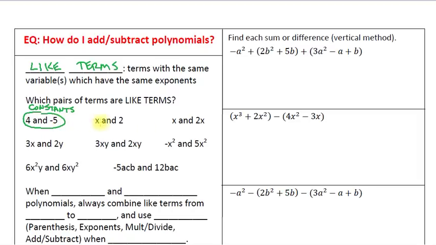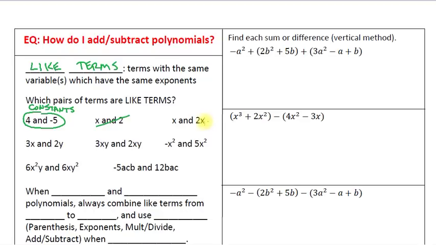Okay, how about x, the variable x and 2? Well, they're not the same variable. One's x and one's a constant. So these are not like terms. You cannot add them together. How about x and 2x? Well, these have the same variable, and class, take a look. It's the same exponent. The exponent on x is just 1. This is x to the first power. We don't have to write the 1 there because x to the first power is just x.